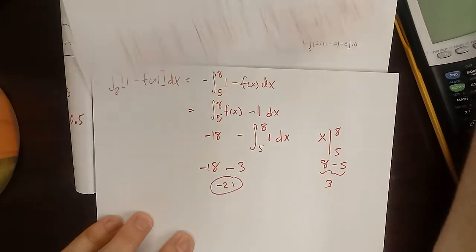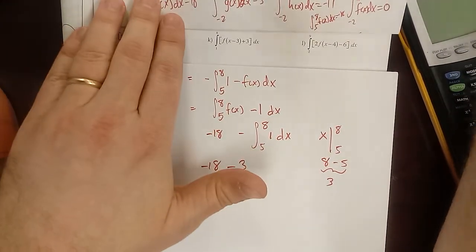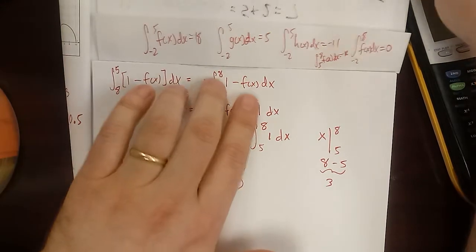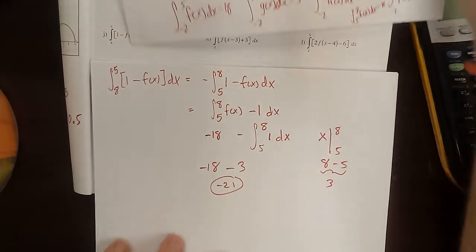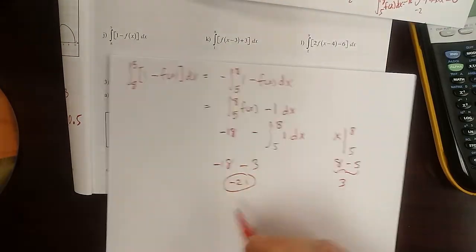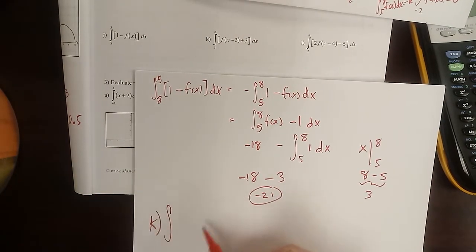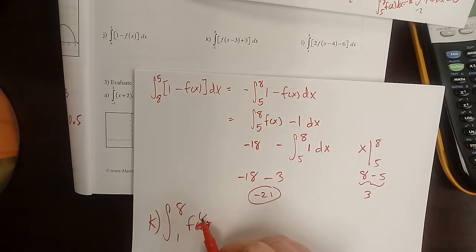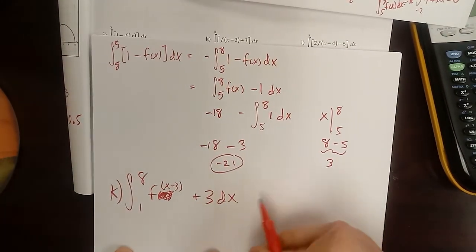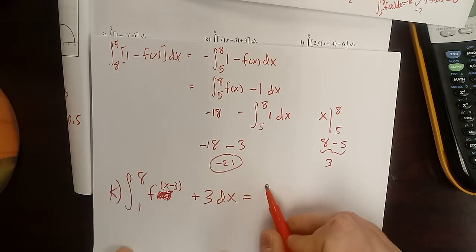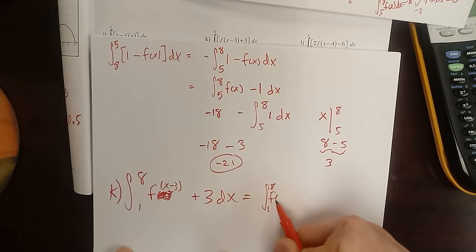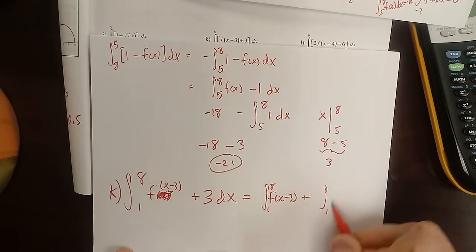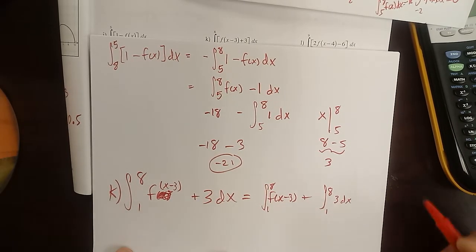All right. Our next one and the last one are a little bit of a doozy. So let's make sure that we're careful. So it says in letter K, go from 1 to 8 of f of x. Nope, it doesn't say that. F of x minus 3 plus 3 dx. So I'm going to break this apart before I do any of my little moving trick. So this is 1 to 8 f of x minus 3 plus 1 to 8 of 3 dx.